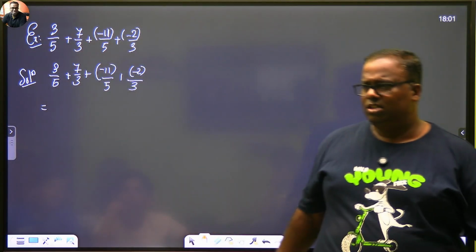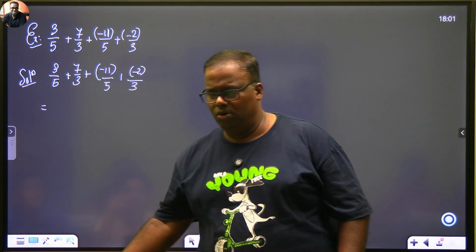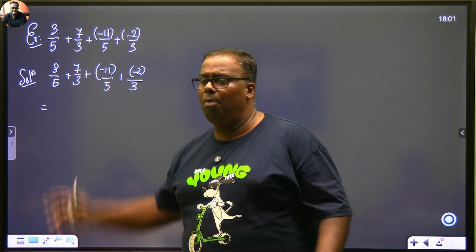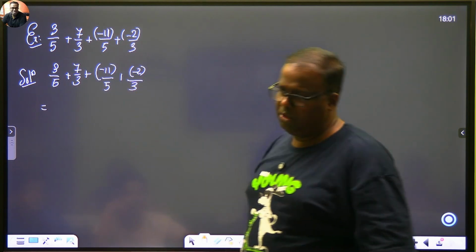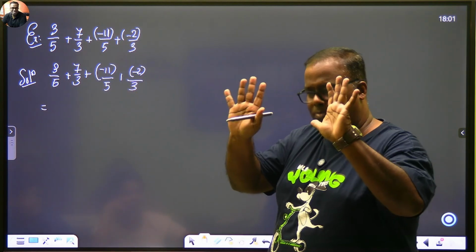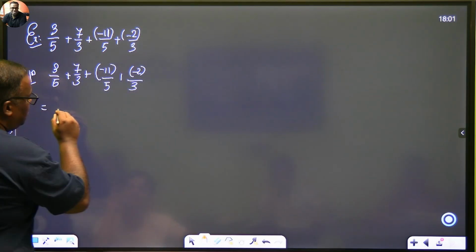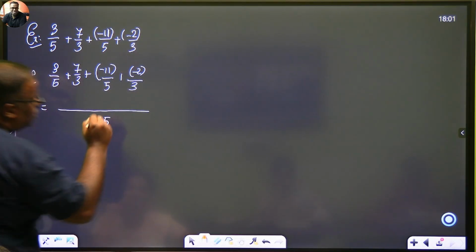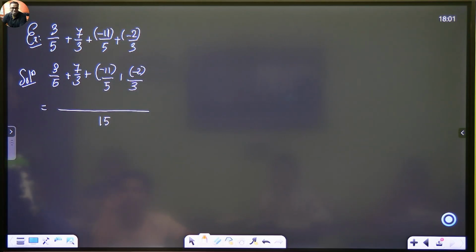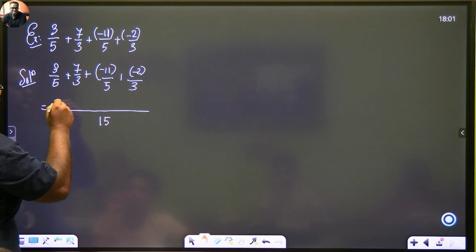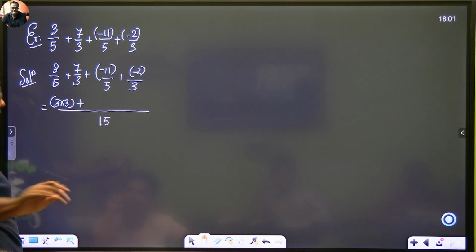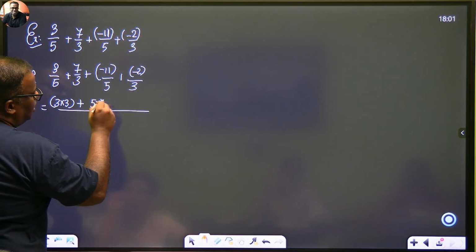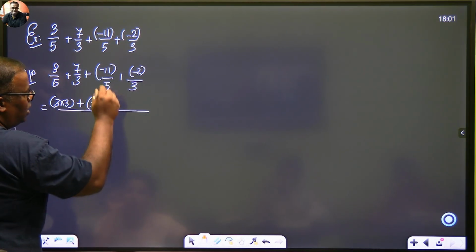Can 3 divide 5? No. So the LCM between 3 and 5 is 15, and between 3 and 5 is 15. The LCM of 15 and 15 is always 15. So 15 is our answer. 15 divided by 5 multiplies with 3, plus 15 divided by 3 multiplies with 7, and I want you to do it in this manner only.